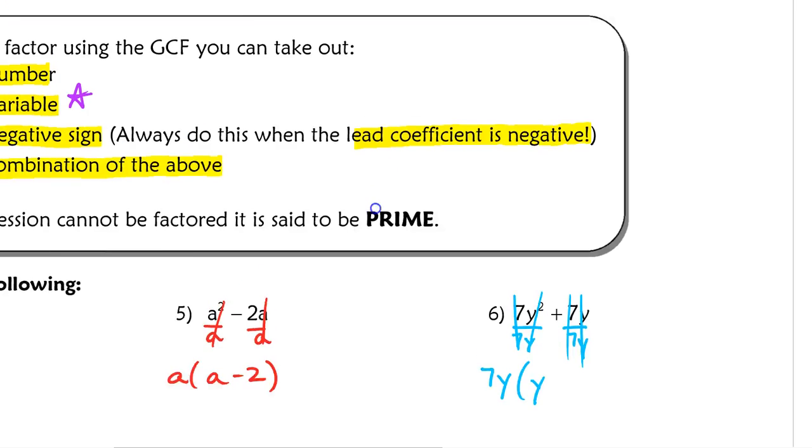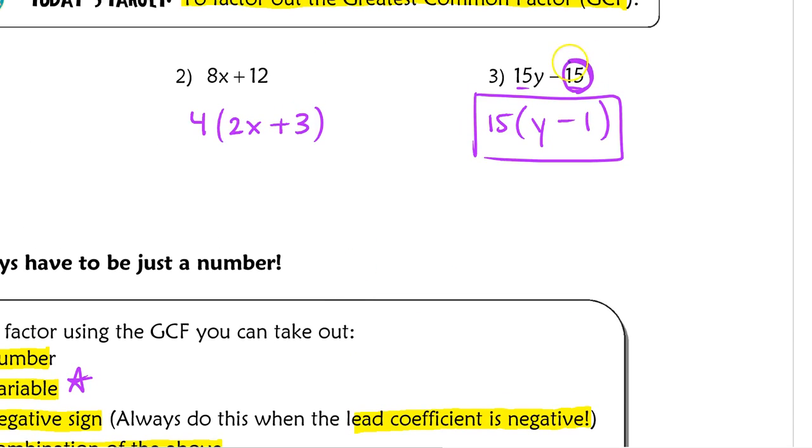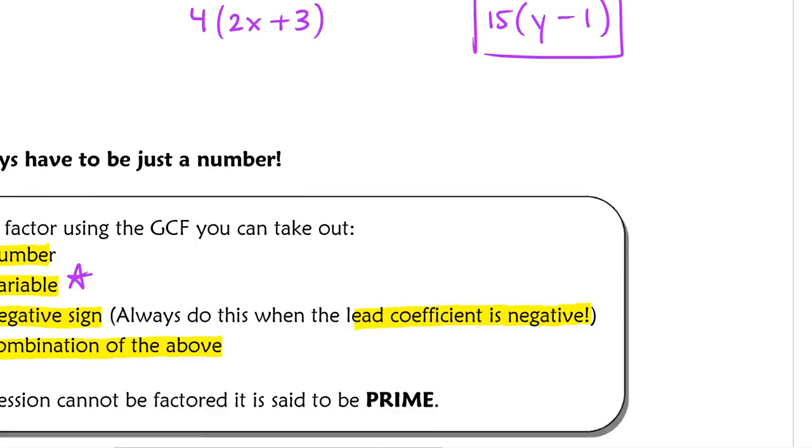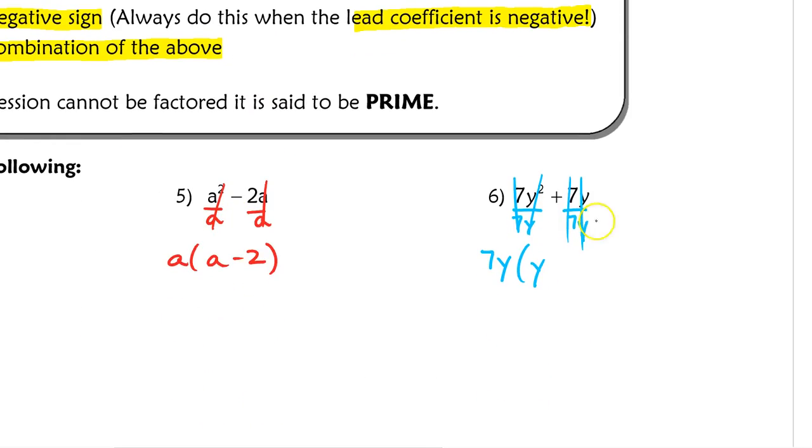Remember, from our last example up here, we can't leave it with just a 0 there. We have to make sure we have a placeholder here. In this case, it's going to be 1. 7y divided by 7y is positive 1, so it's going to be plus 1. And there is my final answer.